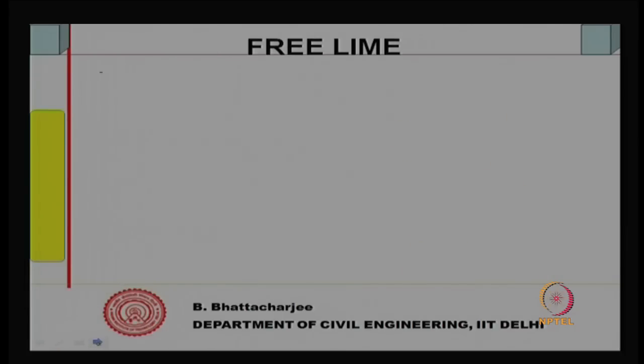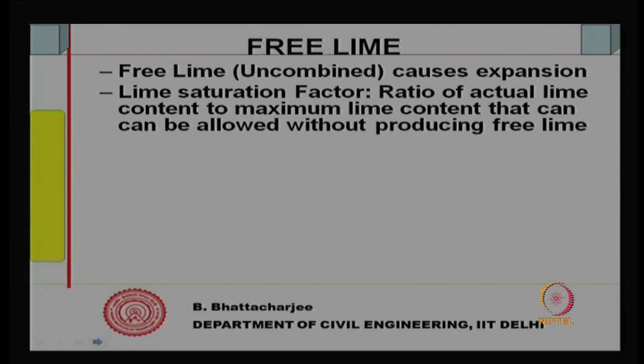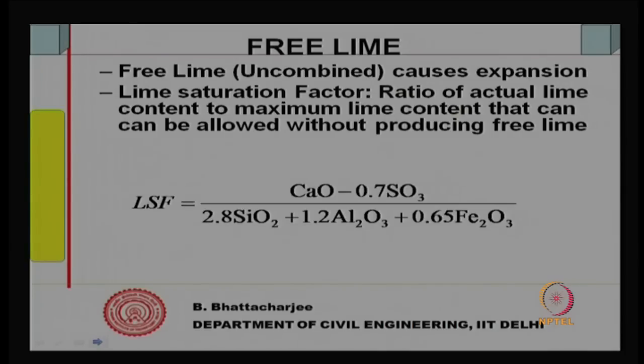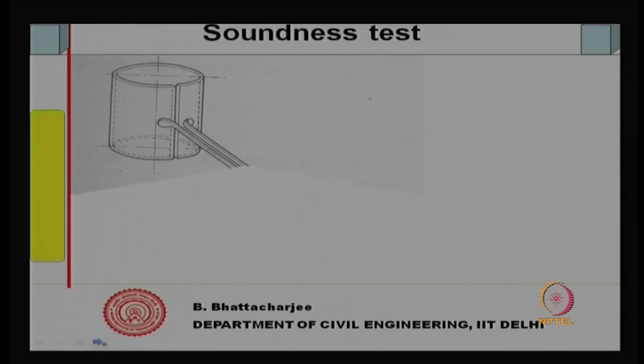Now, let us see how we determine free lime in cement. Free lime causes expansion, and we have defined the lime saturation factor as the ratio of actual lime content to maximum lime content that can be allowed without producing free lime, right. Remember that we discussed this equation earlier in the context of cement production. So, free lime is an important issue, because the more the free lime, the cement will have unsoundness. So, the soundness test of cement is related to free lime or free magnesia.